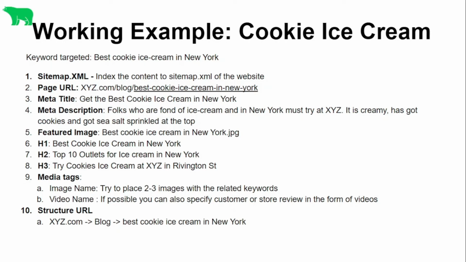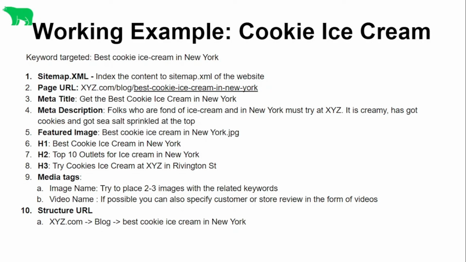Fifth is the featured image. You can have a featured image. In this case, I will try to use a featured image which we will call best cookie ice cream in New York.jpg. H1, H2, H3 similarly, we will try to provide catchy headlines and will try to ensure that they have keywords, that is, best cookie ice cream in New York. Media tags, we'll try to provide as many images as we can, and if we can, then we'll try to provide a video, let's say a customer testimonial or something like that, and we'll provide the image name and video name in a way that it will carry the keyword itself.